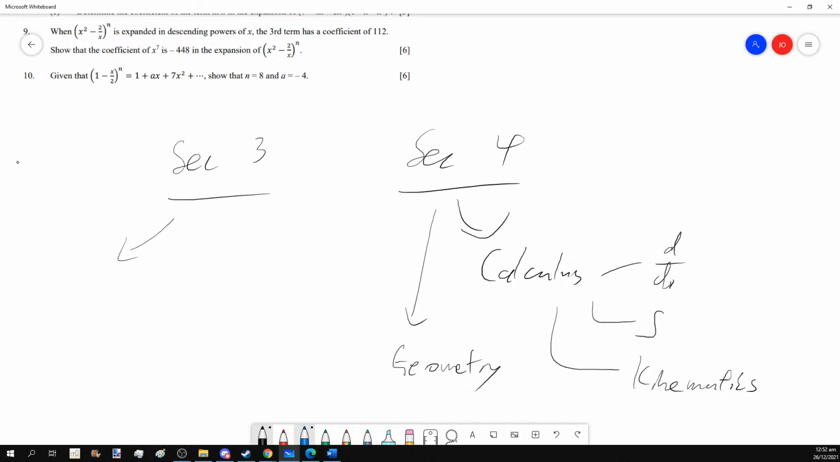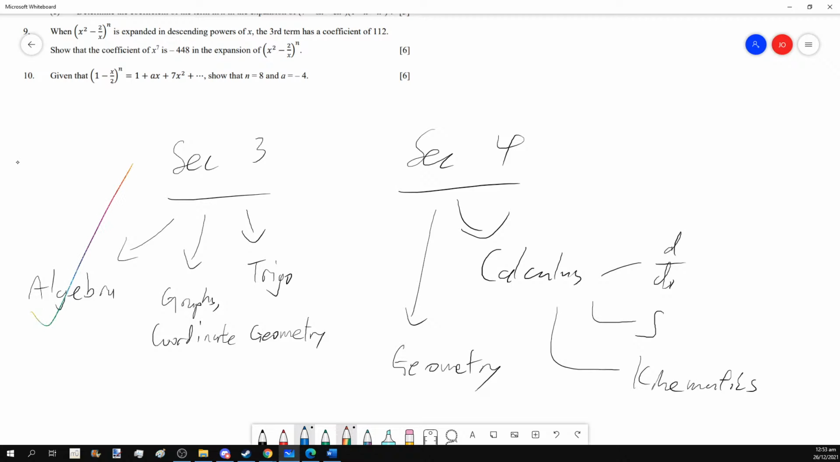As for Sec 3, we have quite a lot of different things. We have algebra and powers. We have graphs and coordinate geometry, right? And we have some advanced trigonometrical identities and proofs. So we are officially done with this guy, the algebra.